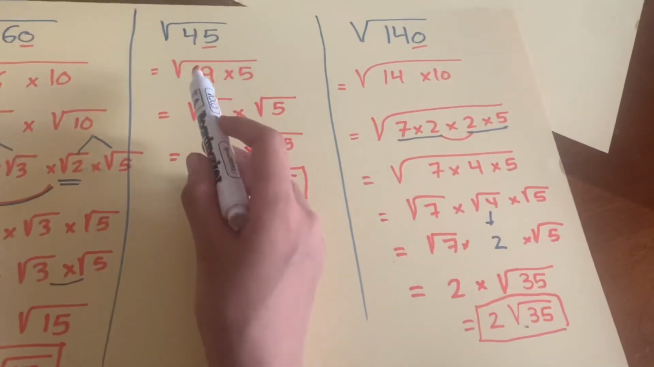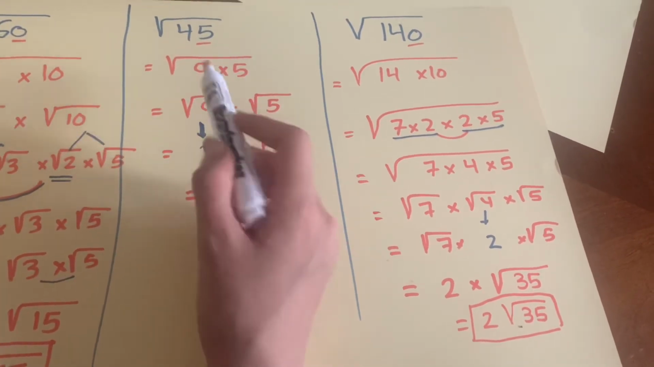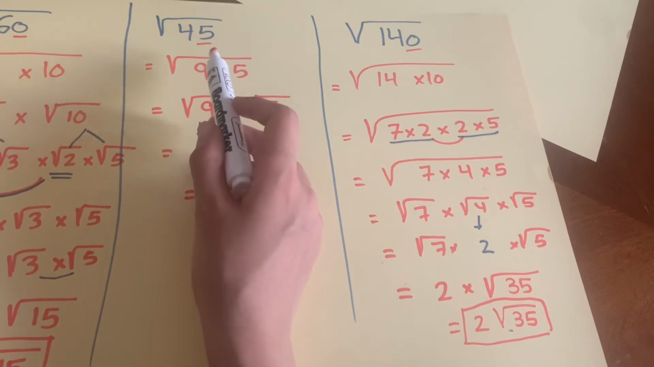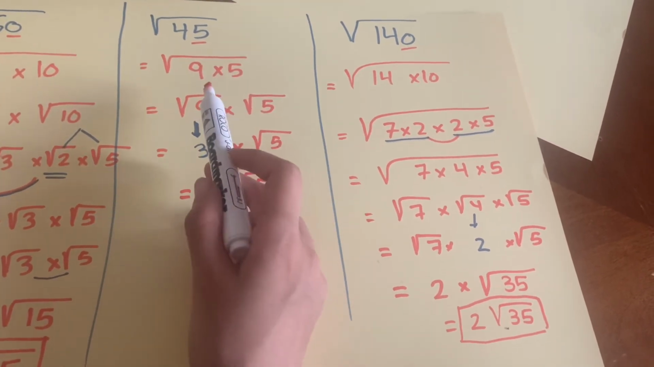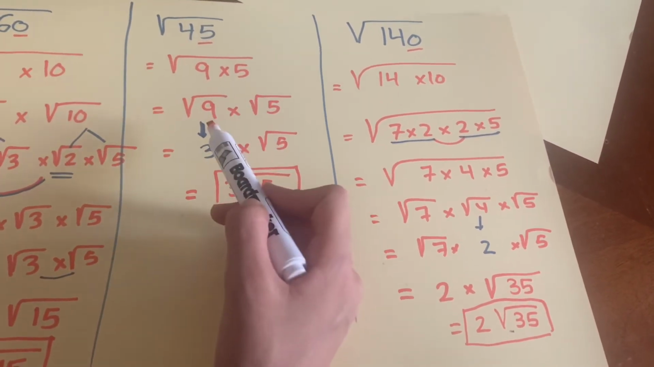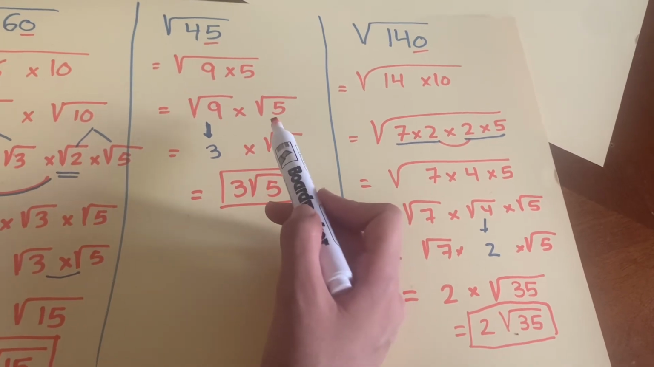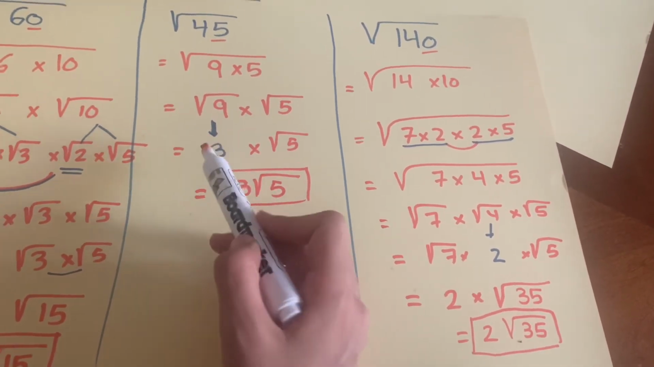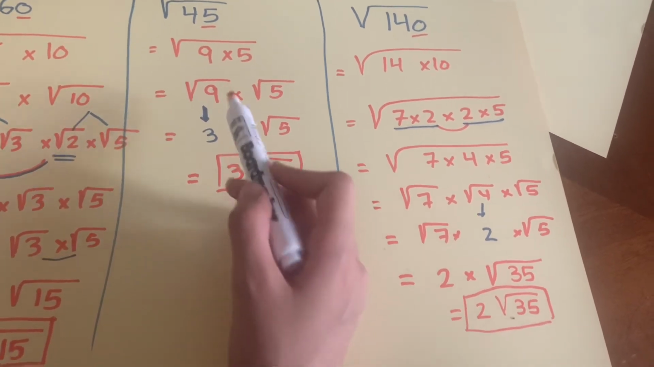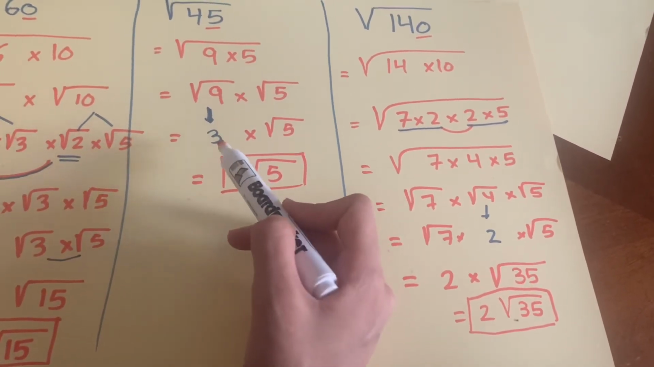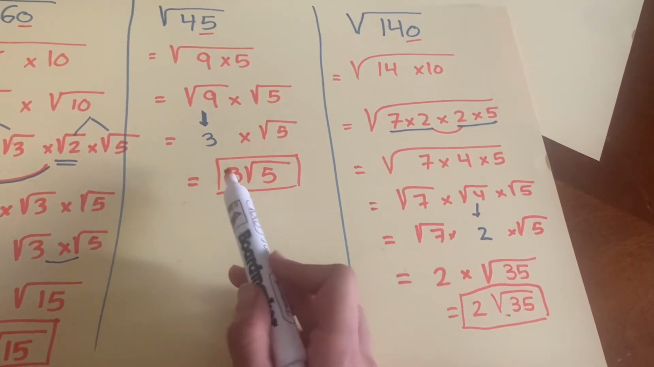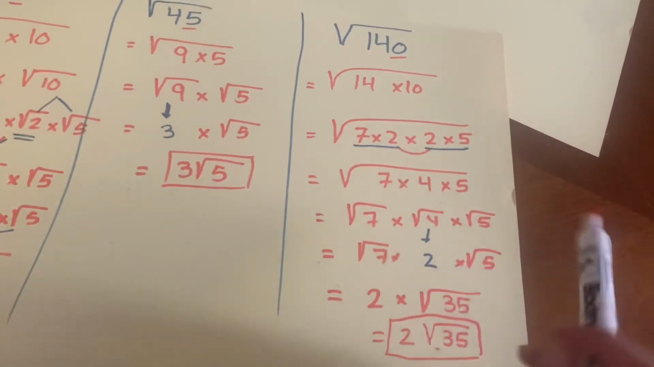What about square root of 45? 9 times 5 is 45. Remember, this is any number that ends with 0 or 5, and it's divisible by 5. Square root of 9 times 5, which is the square root of 9 times the square root of 5, but the square root of 9 is square root of 3 squared, and the square root with power 2 cancel out, so the square root of 9 is 3. You have to memorize this from the table. Times the square root of 5, which is equal to 3 radical 5.